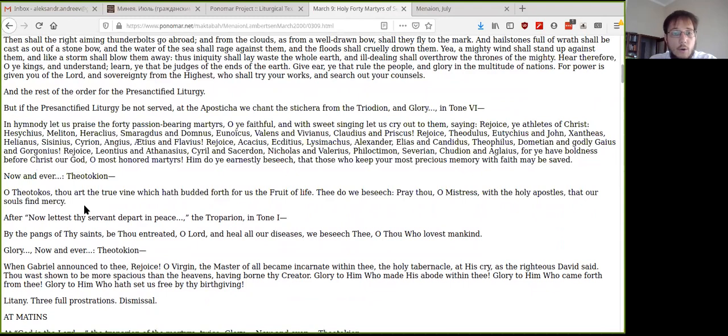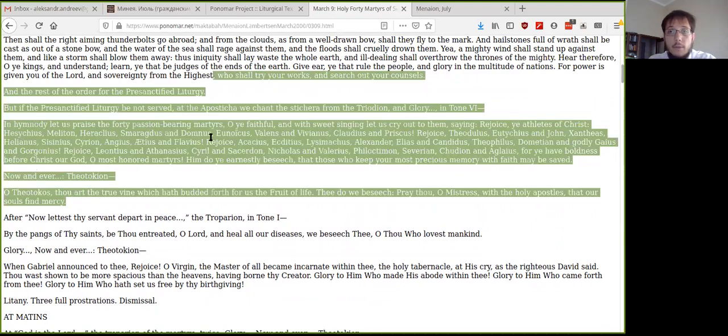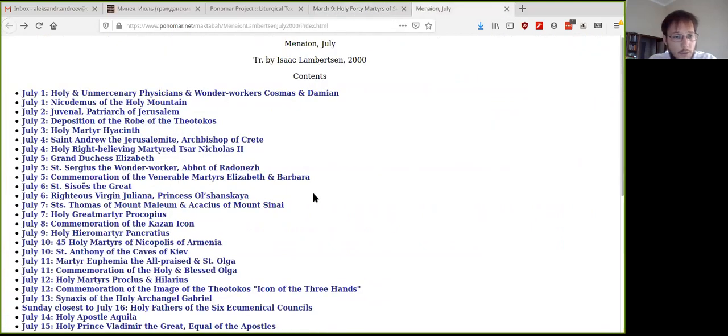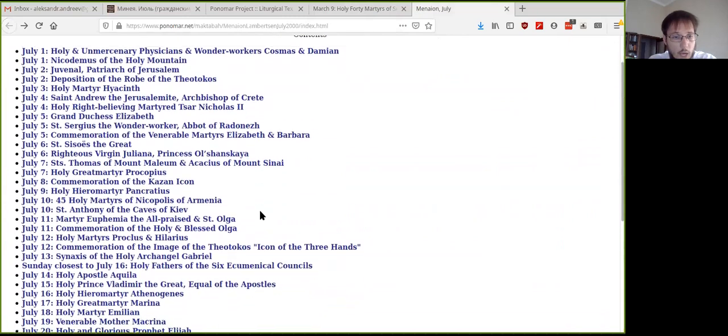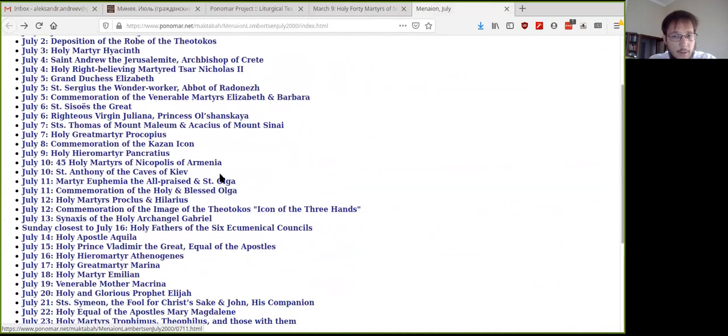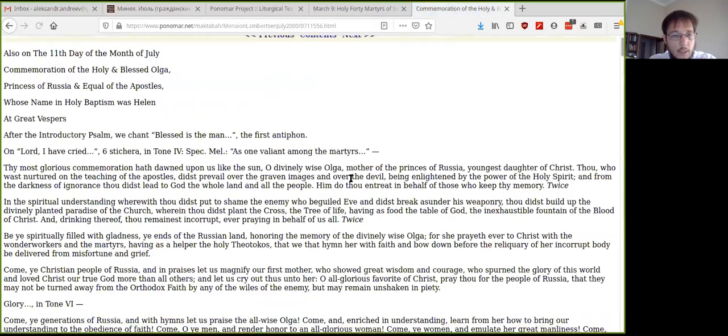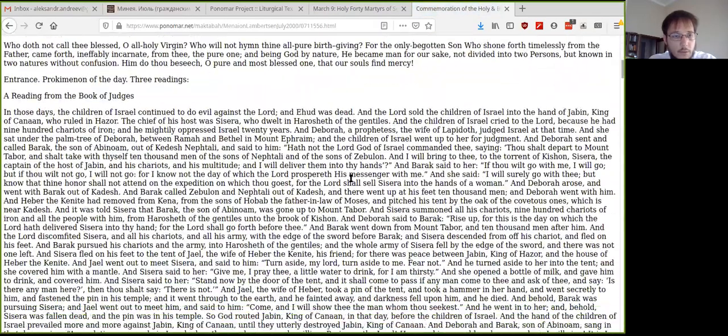O Theotokos, thou art the true vine. That's a Theotokion I'll talk about in a second as well. It's an important one. So here, the Menaion provides for us a Theotokion at the Aposticha. But often, the Menaion will not provide us with a Theotokion at the Aposticha. So let me see if I can find you an example. Maybe here for St. Olga, that ought to be a service with all these things here.